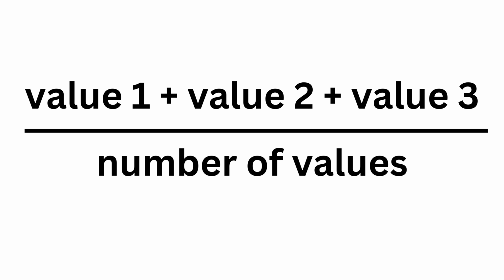You may be asked to calculate the mean. This is the average of a data set. The mean is considered the most useful measure of central tendency and requires a simple calculation. All values are added together and then divided by the number of values.